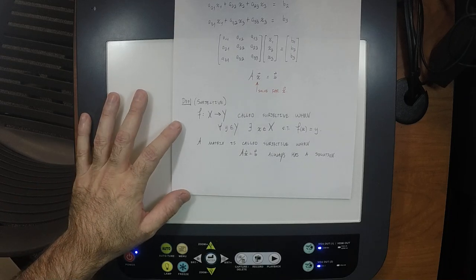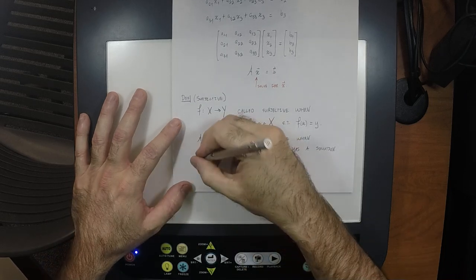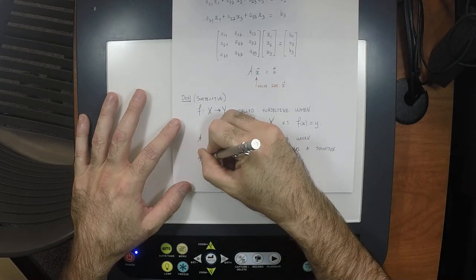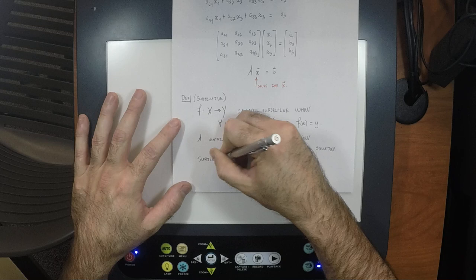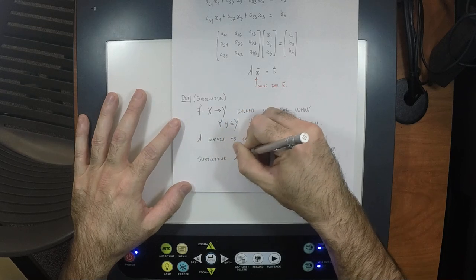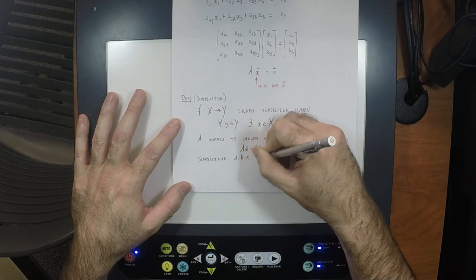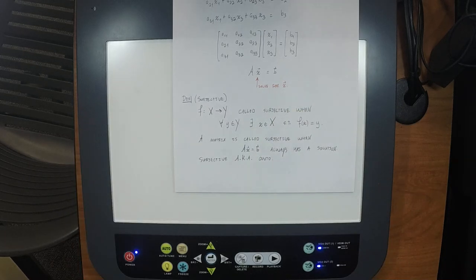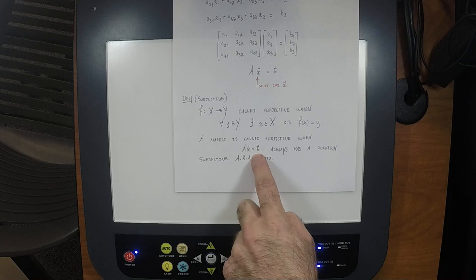So what is the other name for surjective? Onto. Surjective is also known as onto. So that is to say, if you have a function that's onto, or if you have a matrix, or even better, the linear map defined by that matrix, if the linear map defined by that matrix is onto, you can always solve this equation.